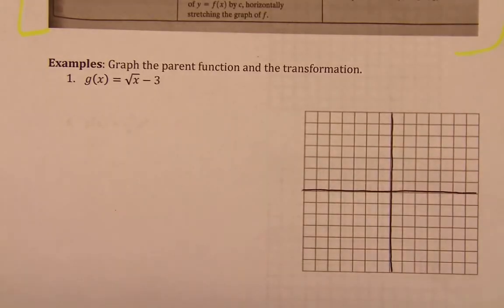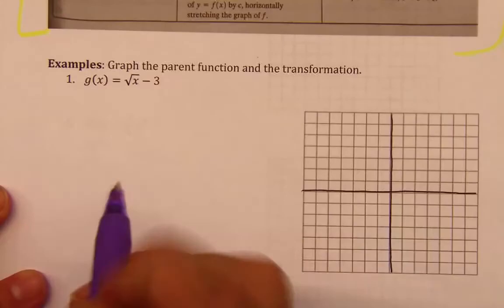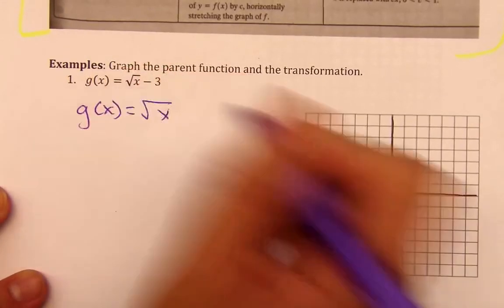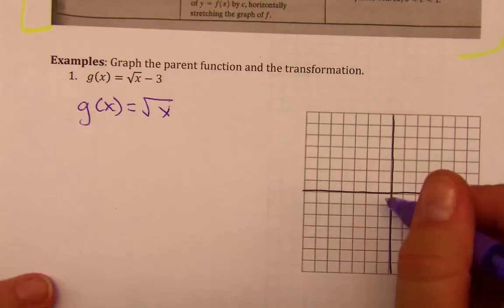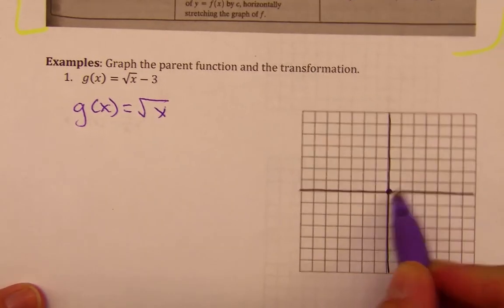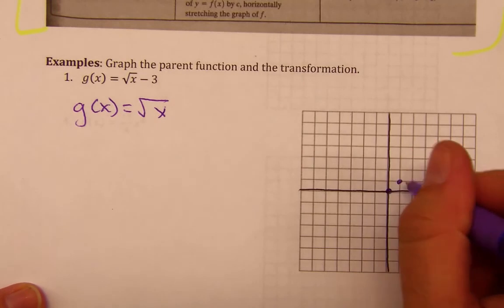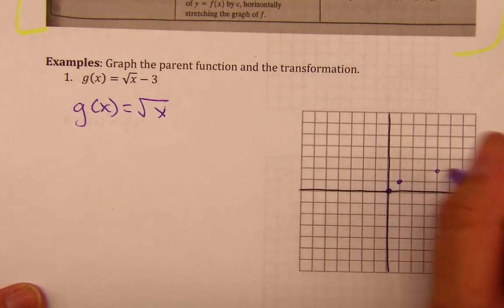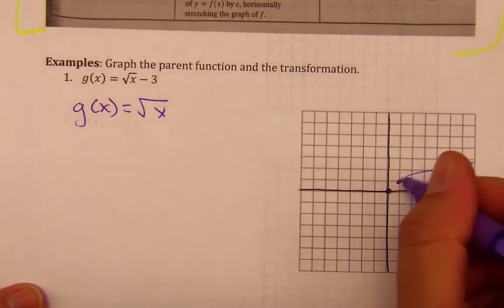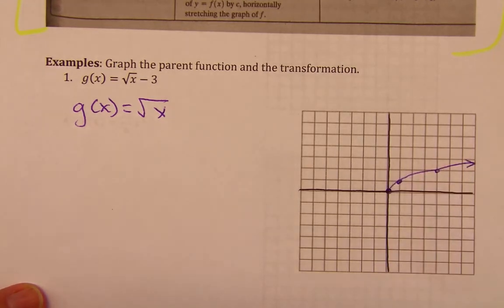And the parent function of this graph would be g of x is equal to the square root of x. Okay, so I'm going to graph that first. And the square root of x, well, plugging in 0, we have 0. Plugging in 1, we have 1. Plugging in 4, we have 2, and we could go on to 9, and we'd get 3. And that's what this graph looks like.